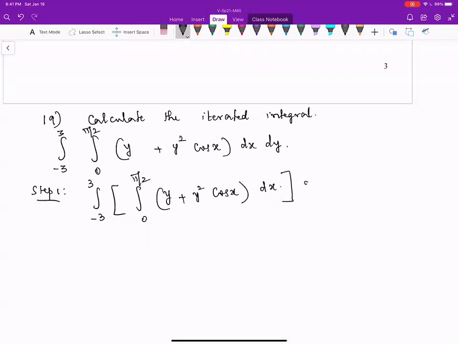And then you're going to integrate with respect to y. So we have to consider this integral because it is an inner integral. Inner integral is with respect to x, so the inner limits are 0 to pi by 2. The outer integral is with respect to y, so the outer limits are from negative 3 to 3. So first you have to do the inner integral.